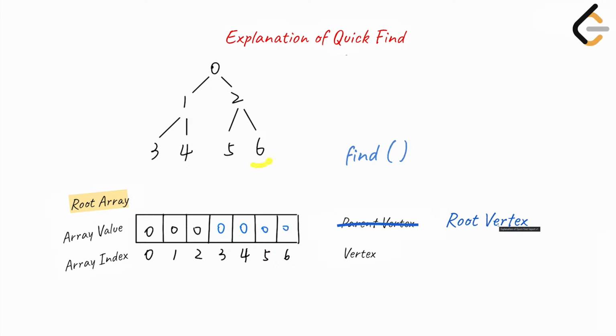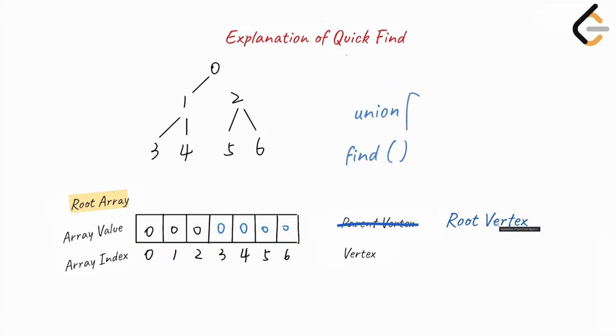Now, if we want to call find on 6, or find the root of 6, we can just go to index 6 and look at this value. Now we can instantly get the root node, which obviously makes our find function much more efficient. But the trade-off to storing all the root nodes in the array is that every time we do the union operation, we have to perform an extra step.